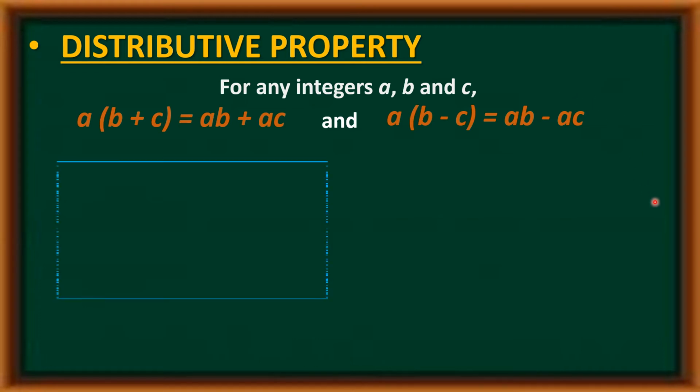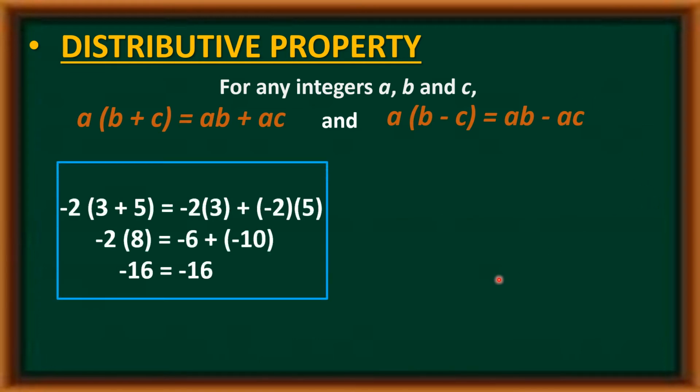So example, we have negative 2 times the quantity 3 plus 5 is equal to negative 2 times 3 plus negative 2 times 5. So, dinistribute natin si negative 2 kay 3, kaya nagkaroon tayo ng negative 2 times 3. And, dinistribute natin si negative 2 kay 5, kaya meron tayong negative 2 times 5. Then, we have the addition.